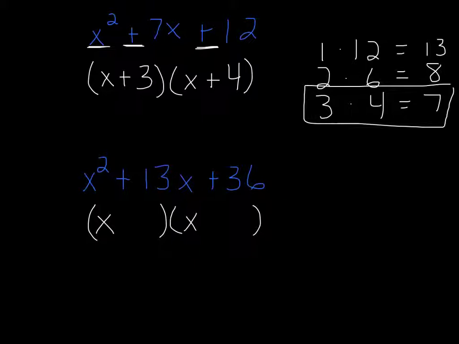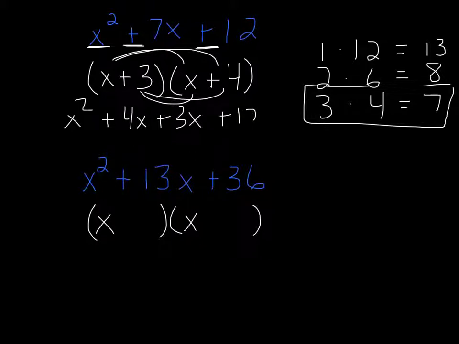Okay, and if you were to multiply that back out, you get x squared plus 4x plus 3x plus 12, and you put those two together, you get 7x plus 12.